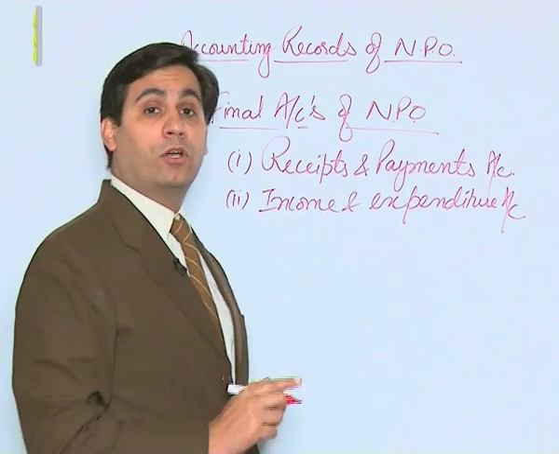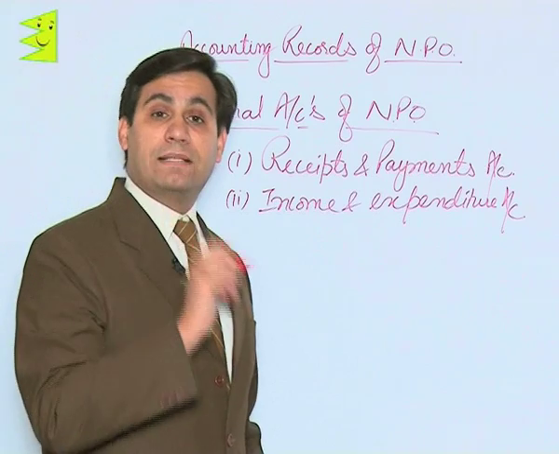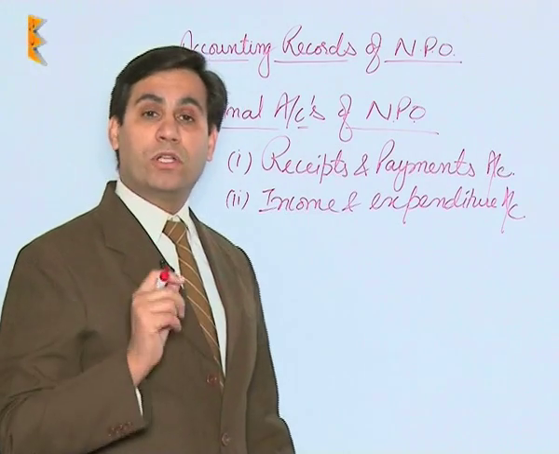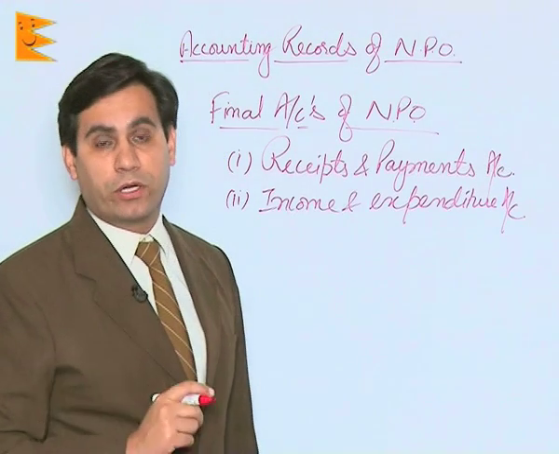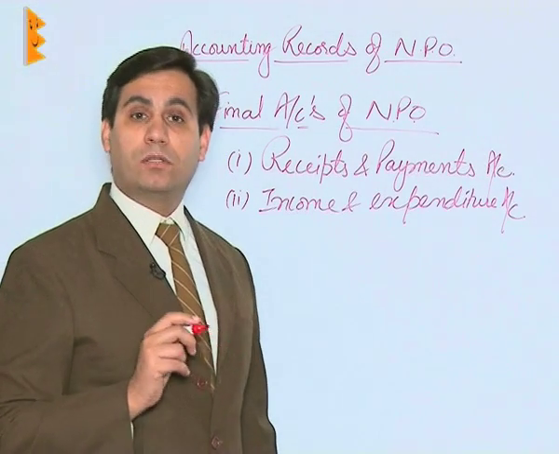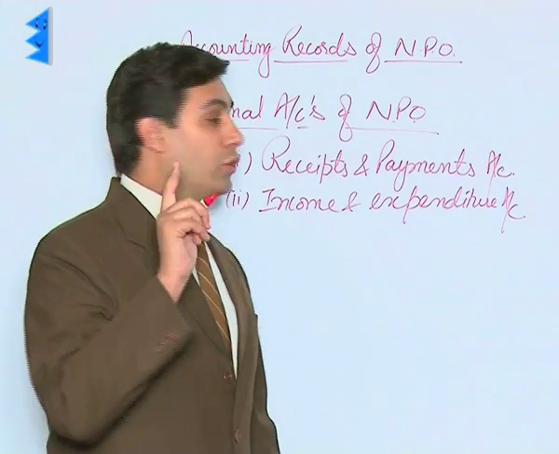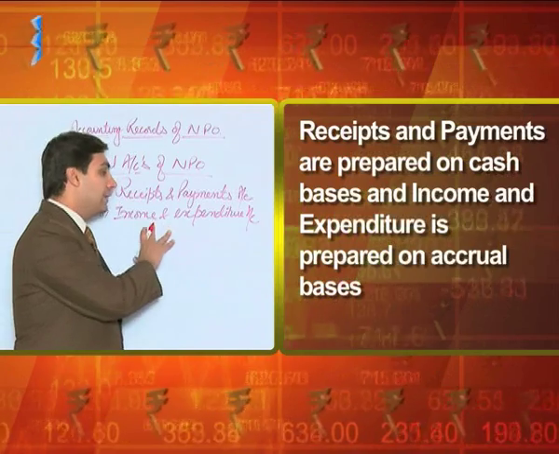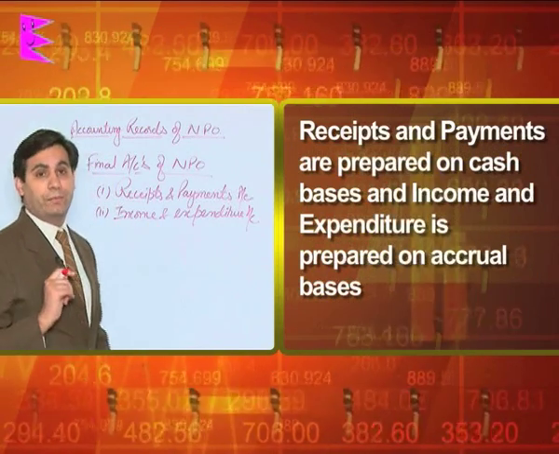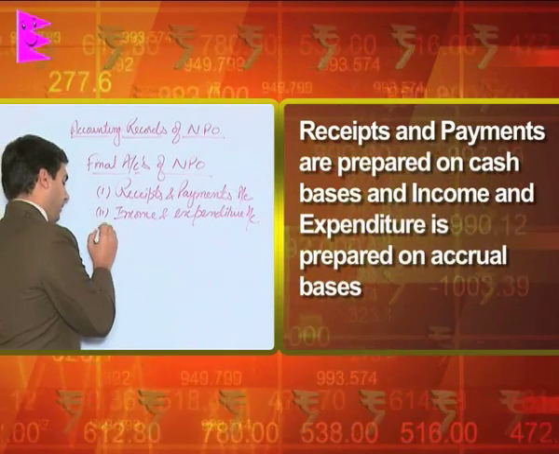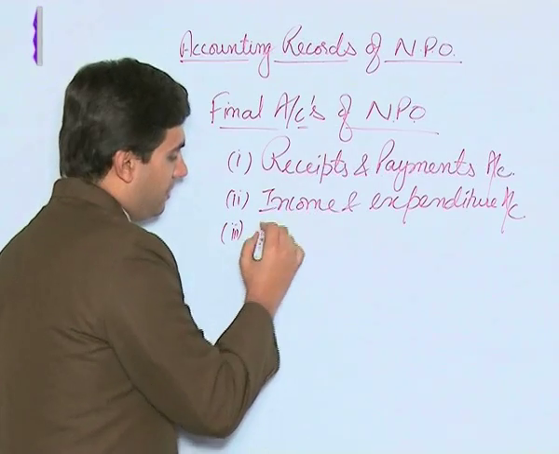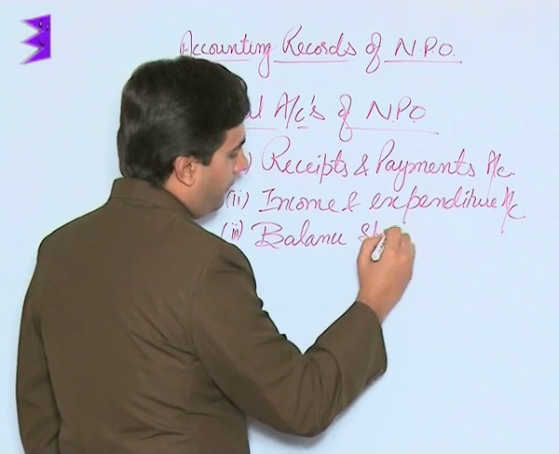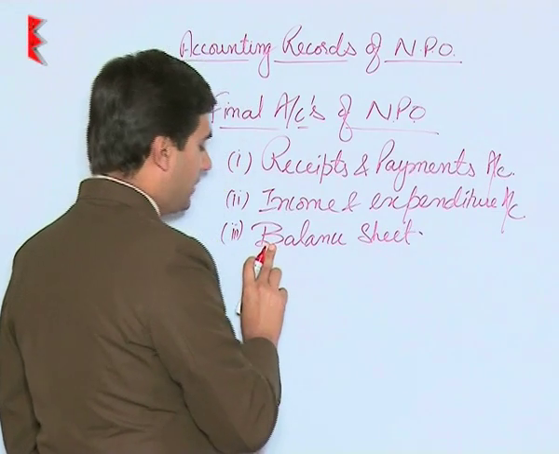Remember, it is prepared on accrual basis with the matching concept. That is, all the incomes of this year, all the expenses of this year would be recorded whether they have been paid or not, right? So you can say that receipts and payments is prepared on cash basis, whereas income and expenditure is prepared on accrual basis. And the third statement is the balance sheet. We all know what a balance sheet is.